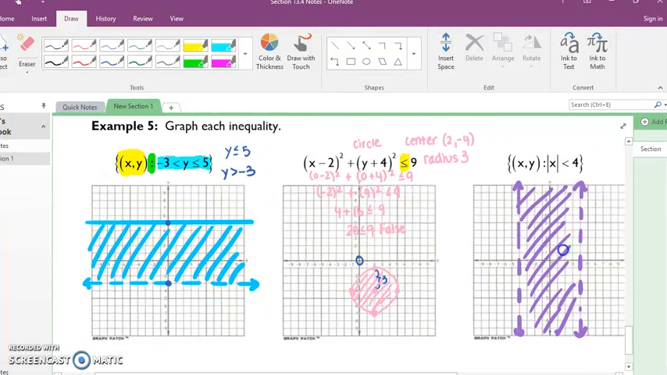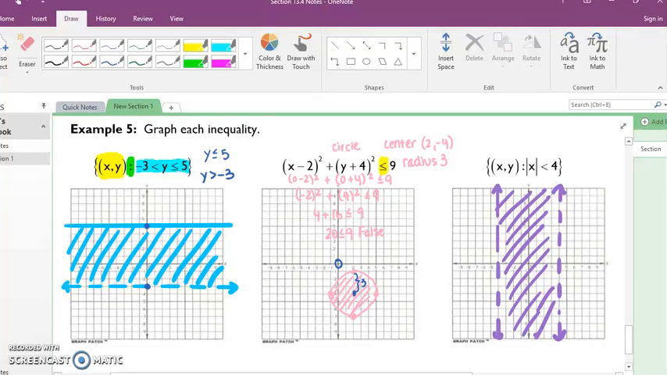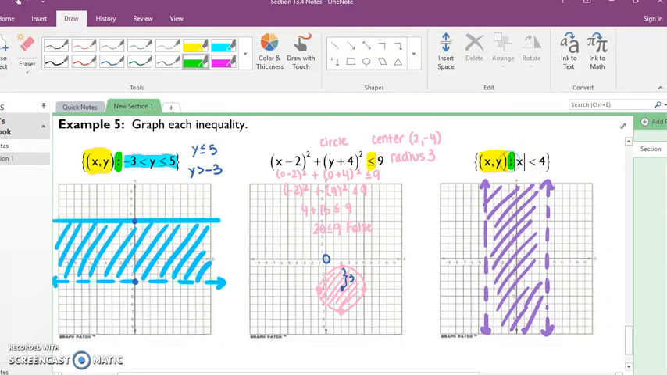All right, and then we have this final one, this one that I did in purple here. And again, if I were to read this out loud, I want all of the ordered pairs such that it satisfies this inequality. I would like to know where all of my x values, if I take the absolute value of those x values, are less than 4. So again, I'm only looking at the x values. So for example, if I put in 2, 2 is less than 4. 3 is less than 4.